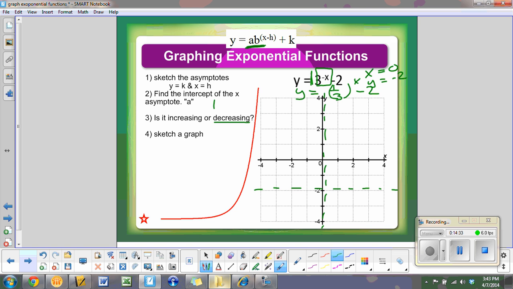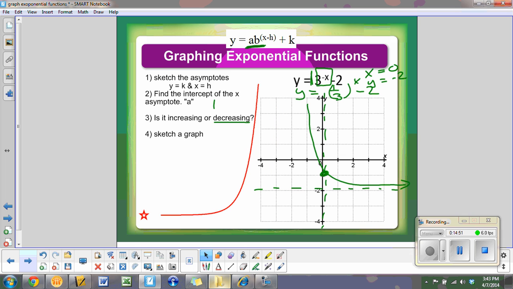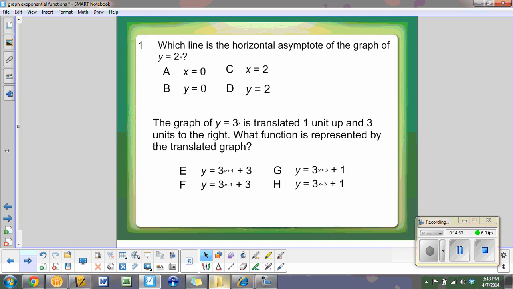1 means that I am 1 up from my horizontal asymptote, which is right there. And I have a decreasing function, so it's going to be coming down this direction. And I have a line there, but it won't work because it's backwards. Okay? All right, let's answer a few questions, and you can pause the video and answer these and see if you get them right.